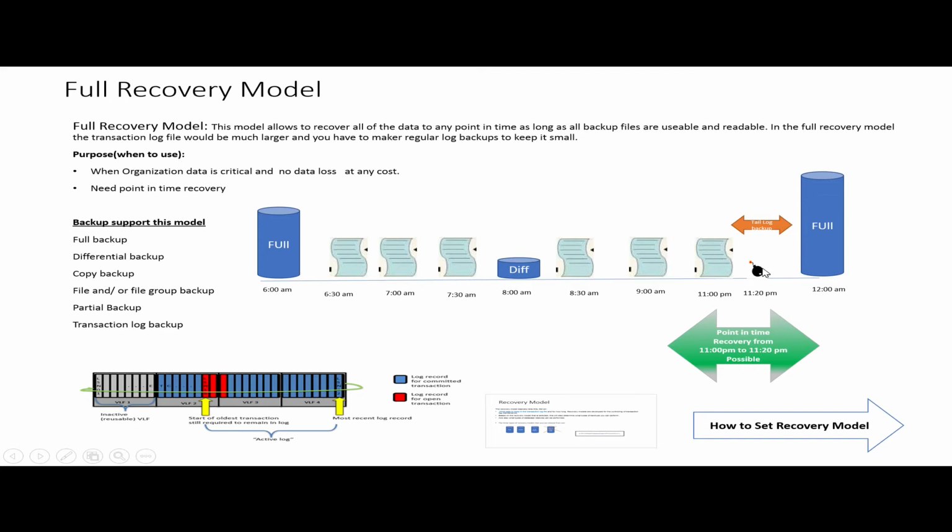So what about the data which we entered from 11 to 11:20? As this is the full recovery model, we can recover this data. This is the point in time data we can recover from 11 to 11:20 because this is the full recovery model. To recover this data, we need to take the tail backup for this database. So because of this full recovery model, point in time recovery is possible. Now let's see how to set the full recovery model in the SQL Server.